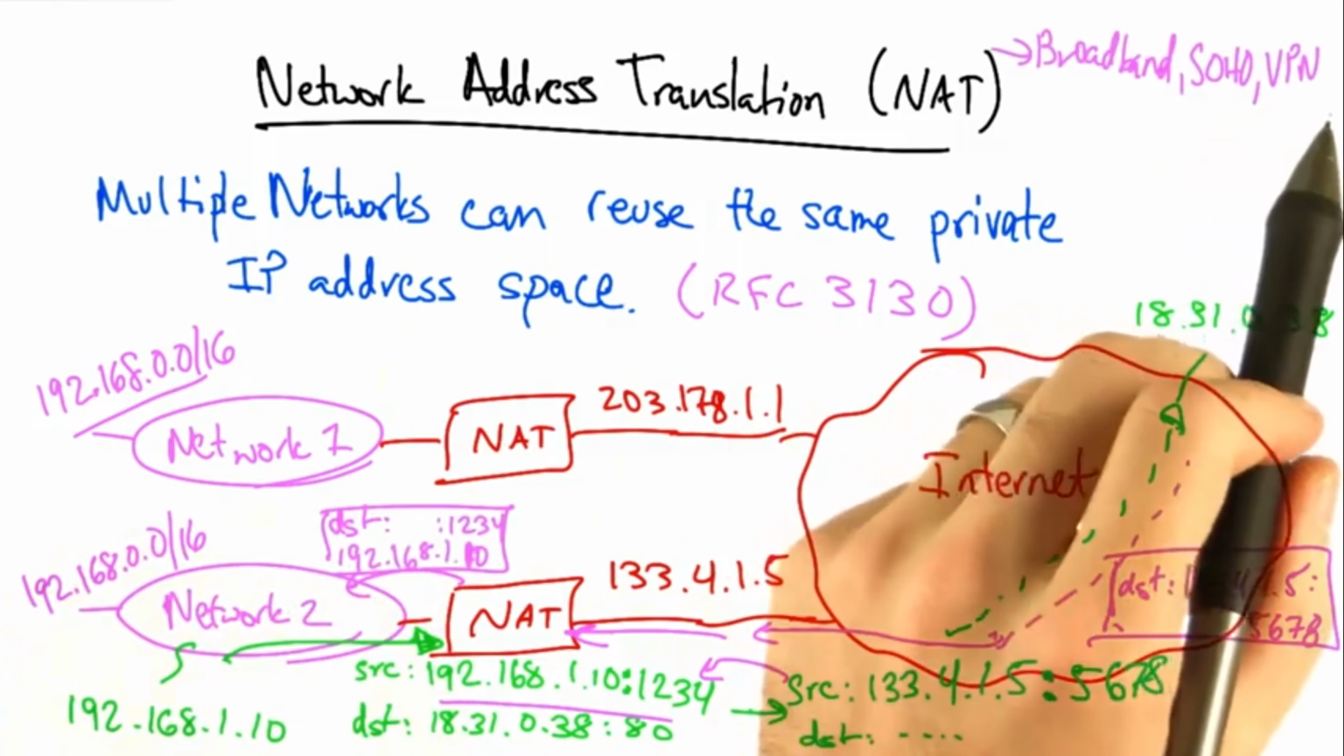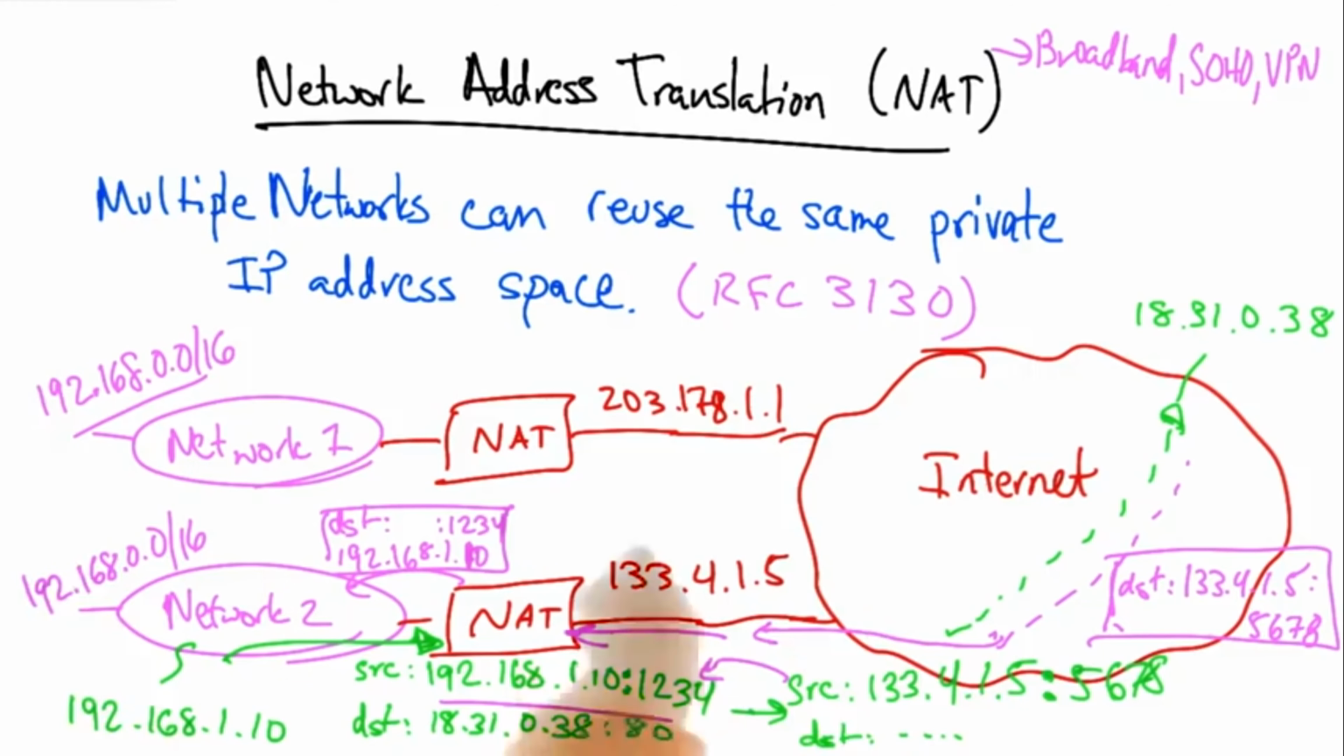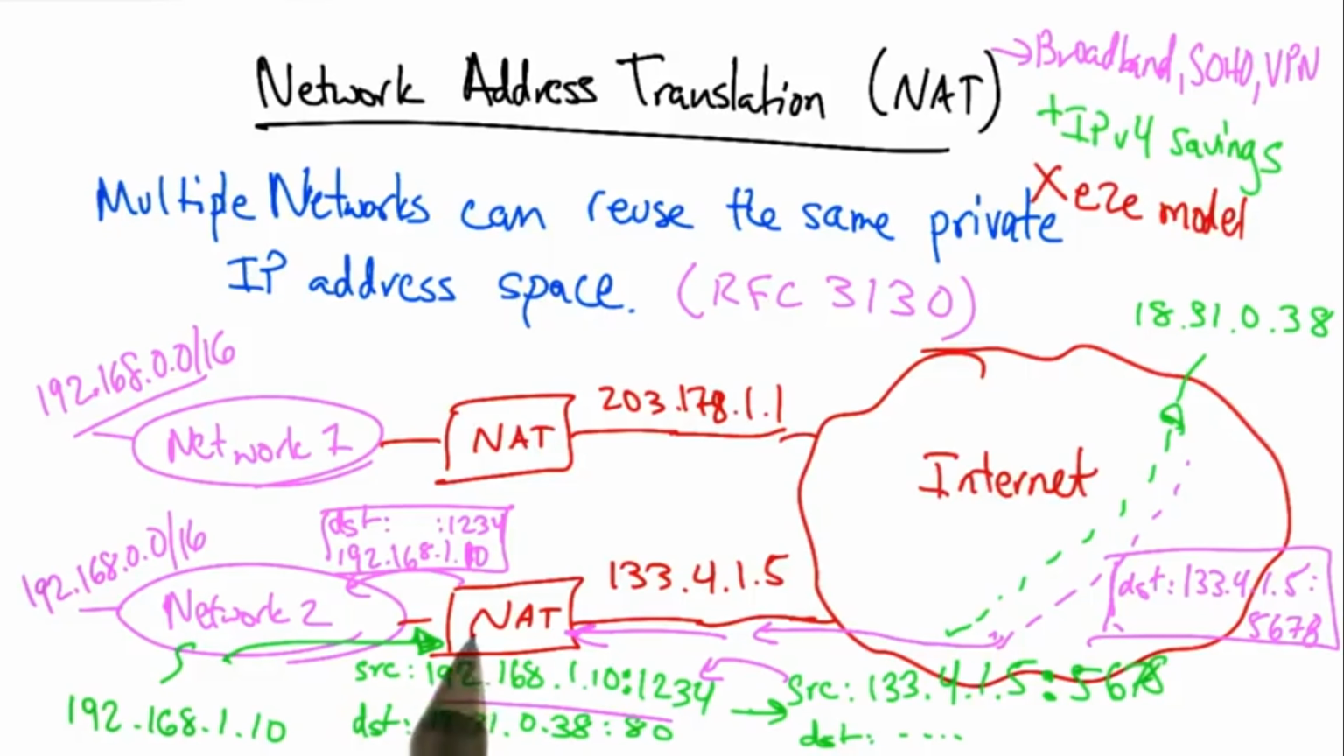NATs are popular on broadband access networks, small or home offices, and VPNs. There's a clear savings in IPv4 address space since there can be many devices in one of these private networks, and yet all of the devices that are behind the NAT only use up one public IP address. The drawback, of course, is that the end-to-end model is broken. Now, we talked about the end-to-end model in a previous lesson, and let me just remind you how NAT breaks it.